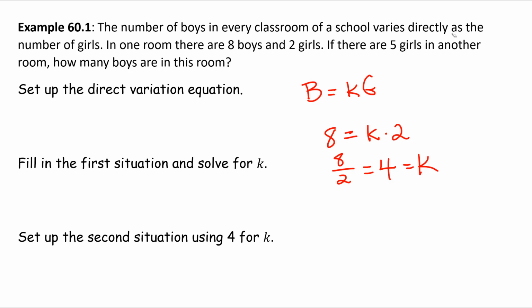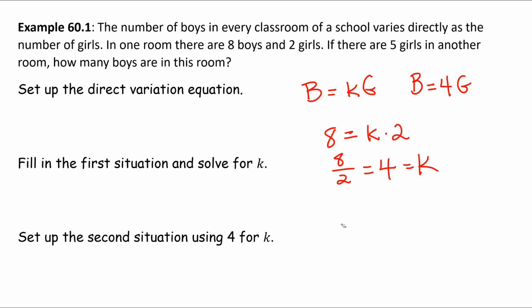And so our equation that shows you the relationship between the boys and the girls is that boys equals 4 times the number of girls. So when I'm asked this final question, now that I know K, I can figure this out. So set up the second situation using 4 for K, which is what I did. If there are 5 girls in another room, how many boys are in this room?